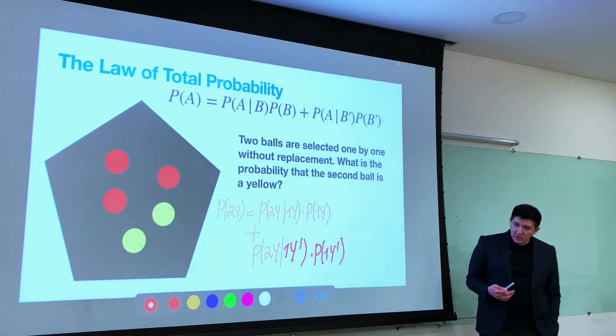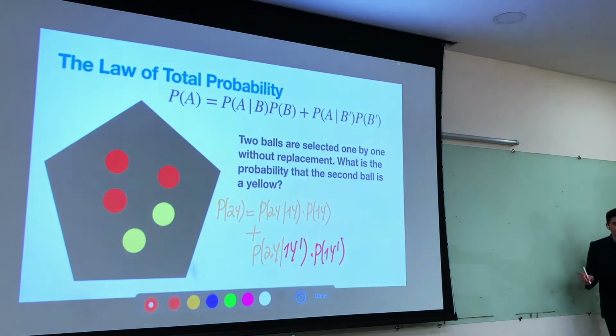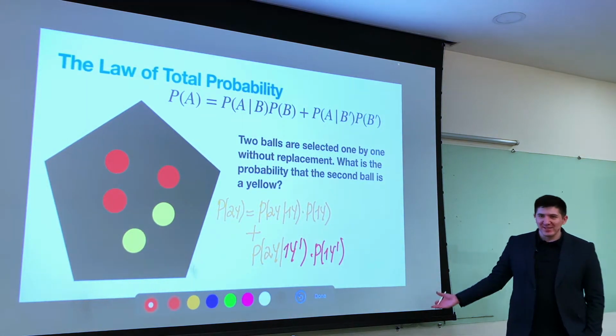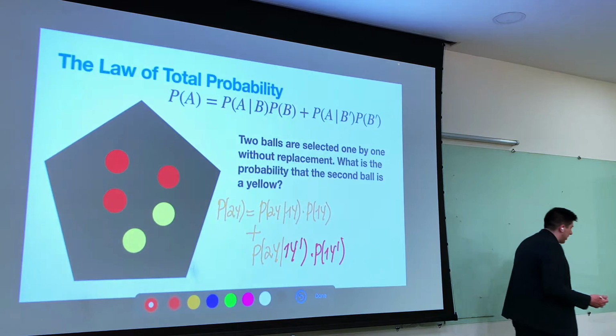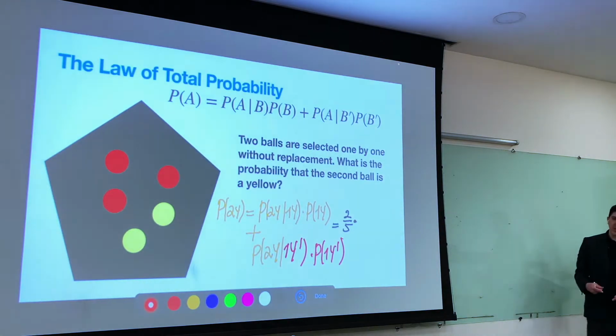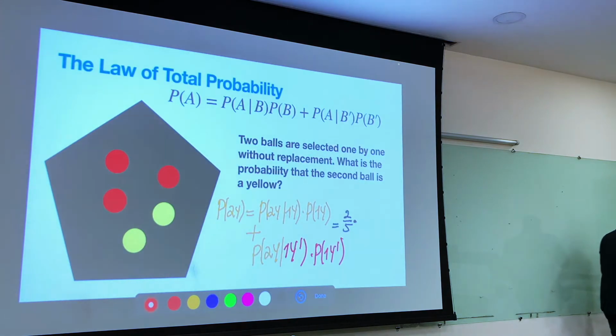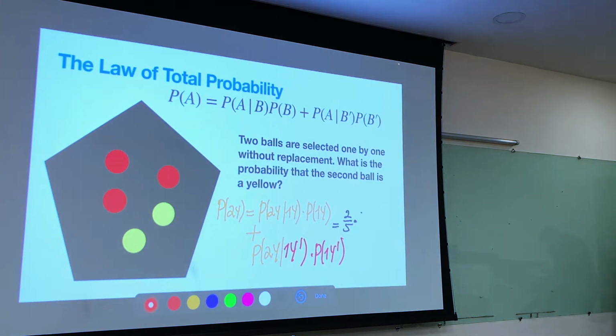Okay, so let's evaluate this together. It is important because the next part of the problem depends on the answer of this part. So let's do this together. What is the probability that the first ball is yellow? 2/5. What is the probability that the second ball is yellow if the first one is yellow? 1/4, right? I hope that you understand that this is 1/4.